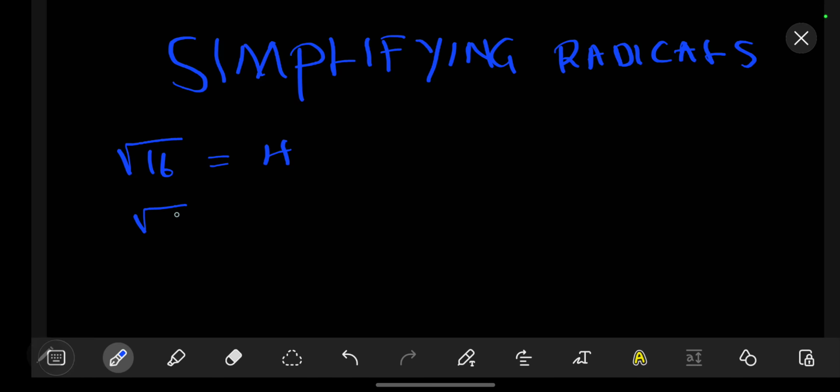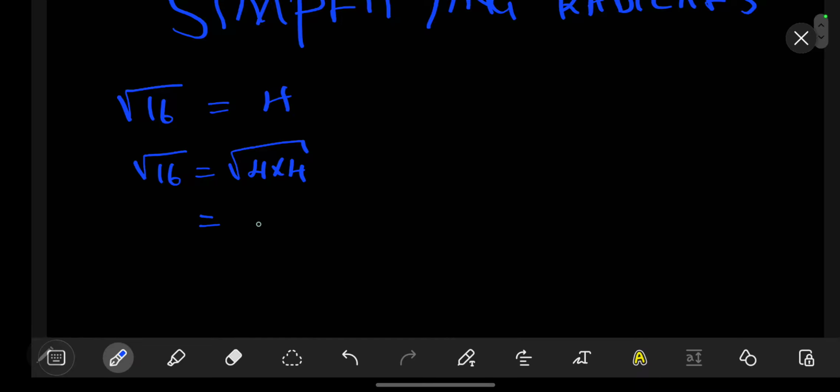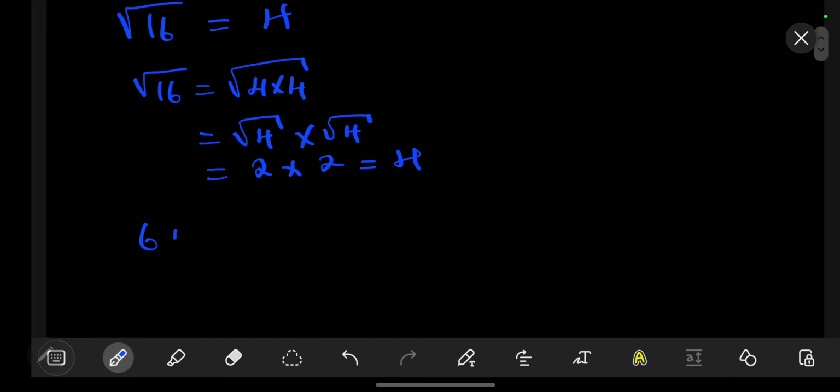The square root of 16 can also be written as the square root of 4 times 4. I haven't changed anything. Now the property of radicals is that the square root can be distributed between numbers. So this is the same as the square root of 4 times the square root of 4. The square root of 4 is 2, and the square root of 4 is also 2, which will give us 4.